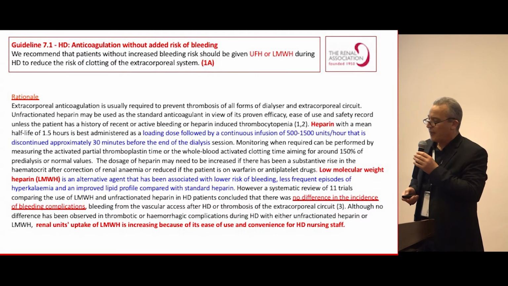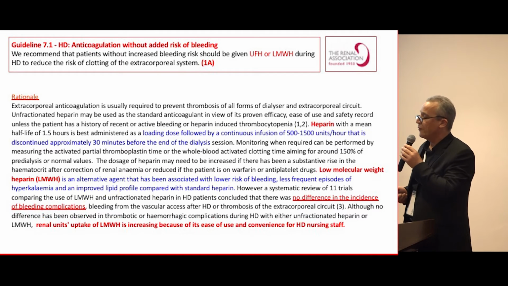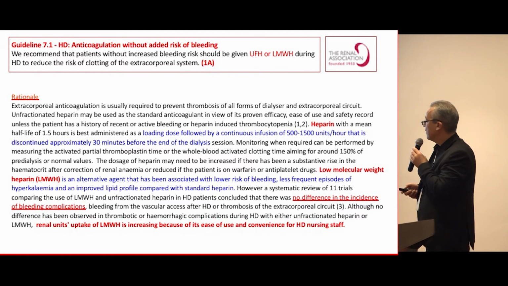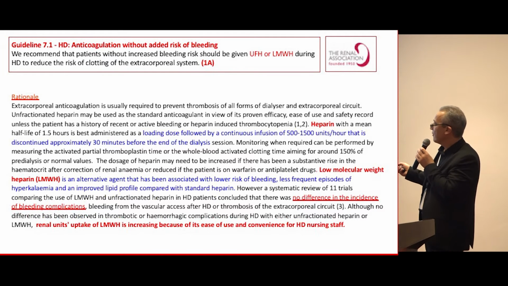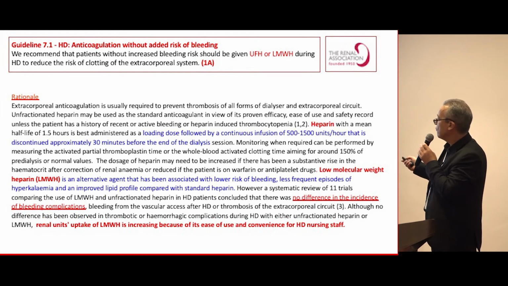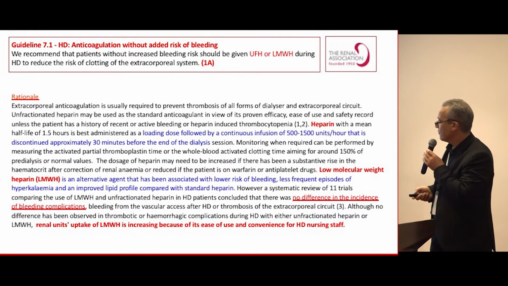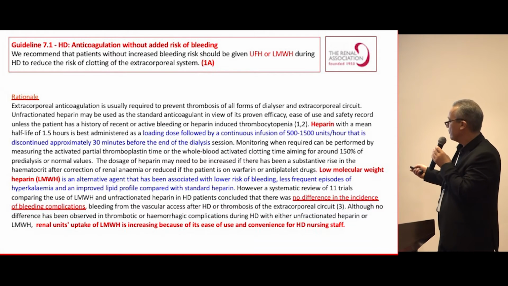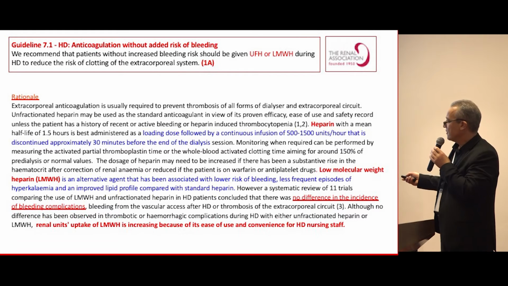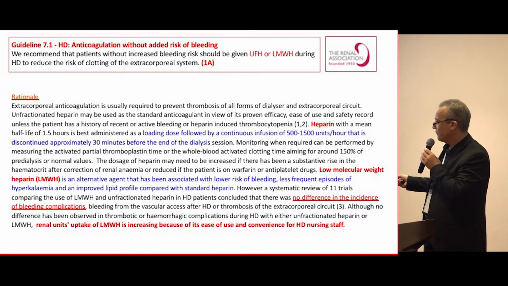What about the recent guidelines of the UK Renal Association? In their guidelines, they state that for anticoagulation without added risk of bleeding, we should use either unfractionated heparin or low molecular weight heparin to reduce the risk of clotting. Heparin can be used as a loading dose followed by continuous infusion, discontinued 30 minutes before the end of dialysis, and low molecular weight heparin is an alternative. So they privilege unfractionated heparin.